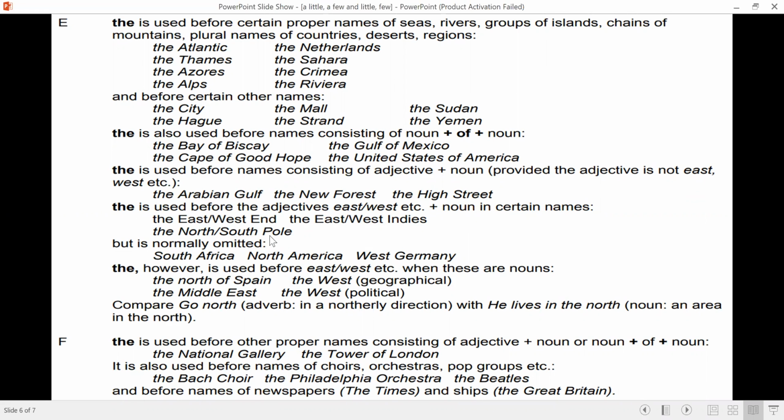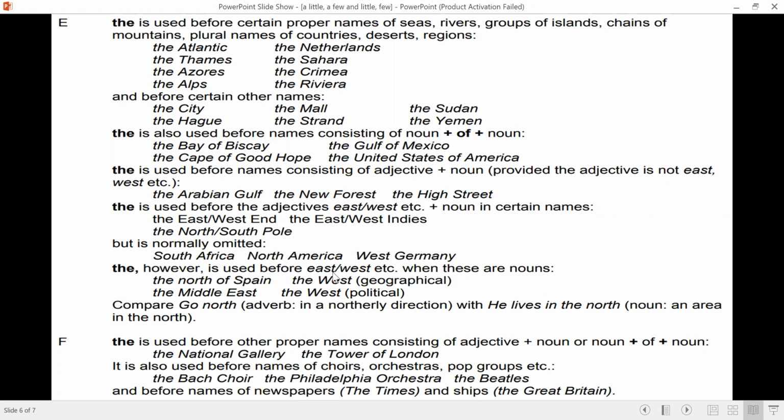The is normally omitted; you will not use the before these names. The South Africa, the North Africa, it would be wrong, right? You will simply write South Africa or North America or West Germany, etc. The, however, is used before east or west, etc.